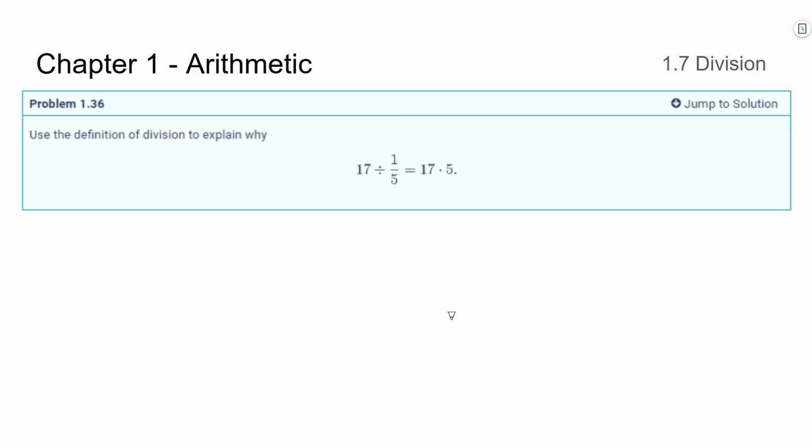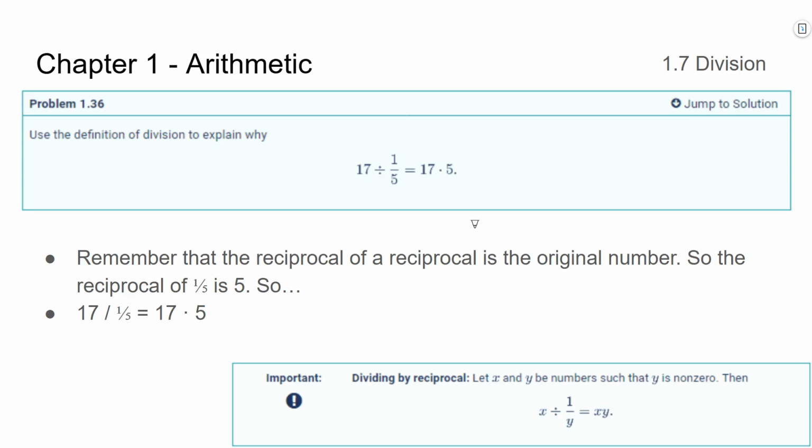So next one, use the definition of division to explain why this is true. Go ahead and give that a shot. This is really just the same thing. If we convert this to multiplication, we do 17 times, now what's the reciprocal of 1/5? It's already a fraction, so we know that the reciprocal of 5 is 1/5. And we know that the reciprocal of a reciprocal gets us back to the original number, so the reciprocal of 1/5 must be 5. So that becomes 17 times 5.